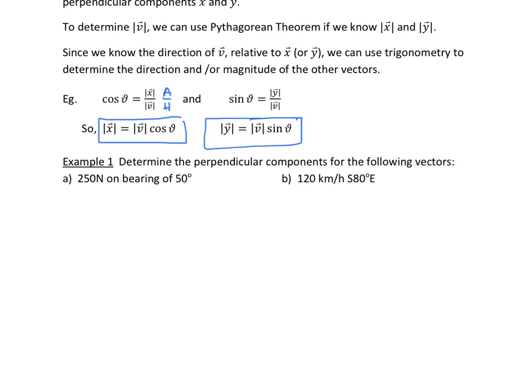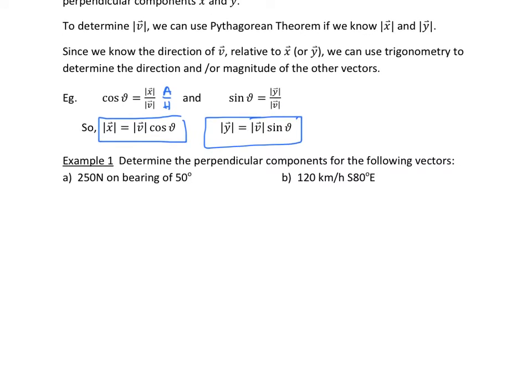So in our example, it says determine the perpendicular components for the following vectors. 250 newtons on a bearing of 50 degrees. Now, let's draw a picture of what that would look like. A bearing of 50 degrees means 50 degrees from north. So here's our vector, on a bearing of 50 degrees from north, and the magnitude of our vector is 250 newtons.